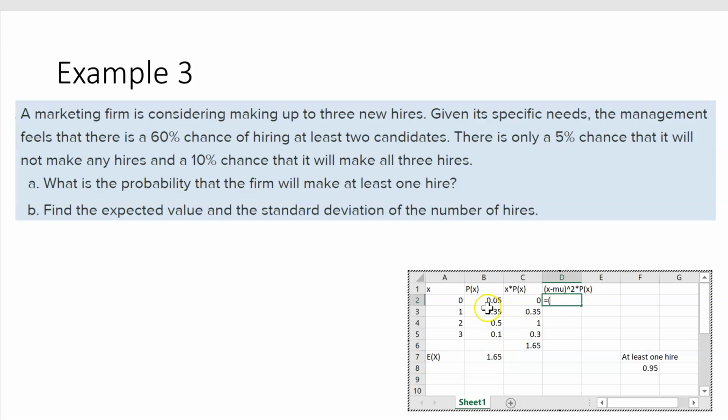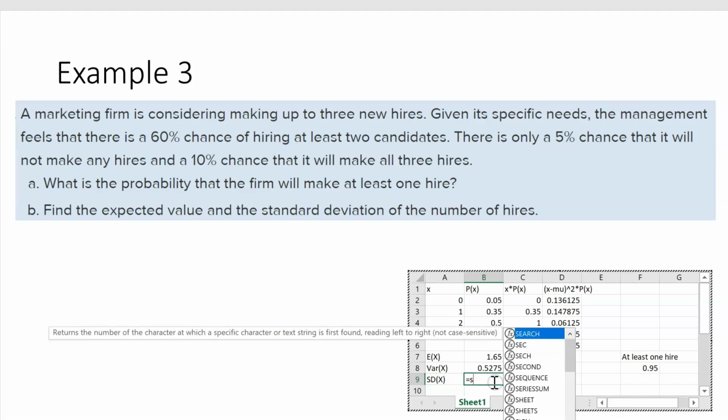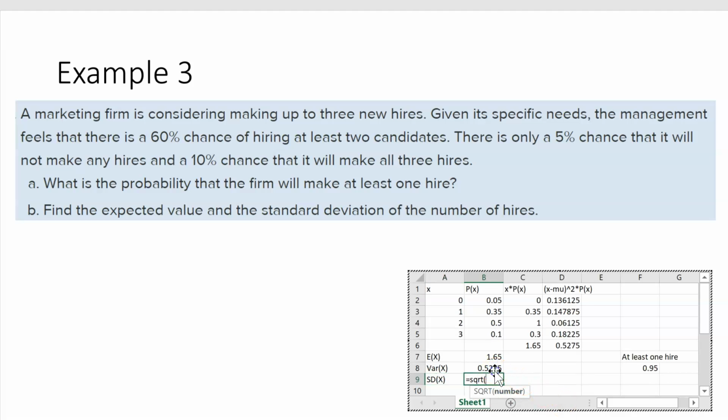So here, we're going to do x minus 1.65 squared times the probability, drag it on down. And the sum of this is going to give us our variance. So our variance is equal to this, and our standard deviation is equal to the square root of that.